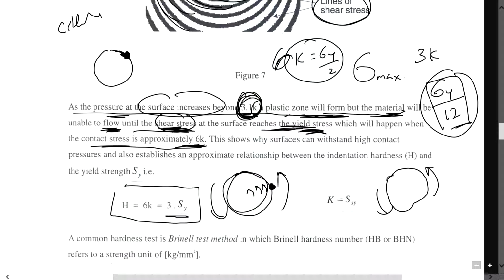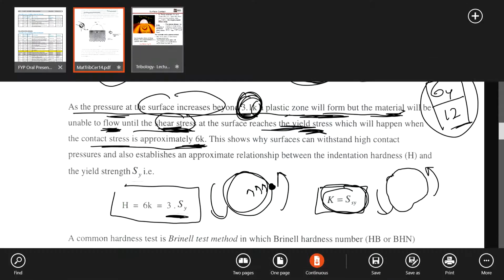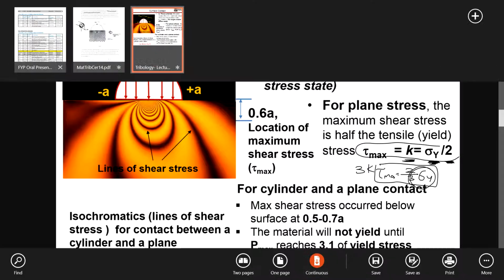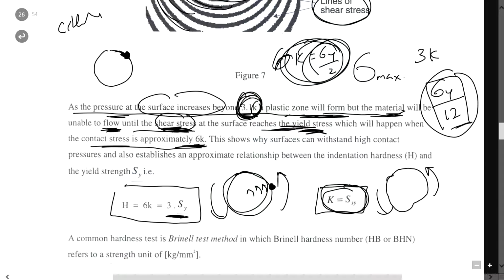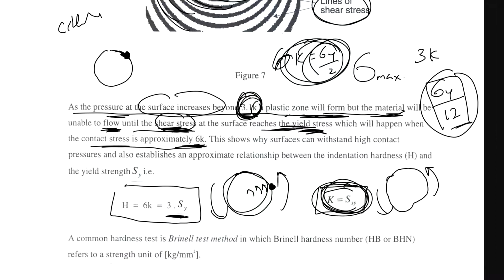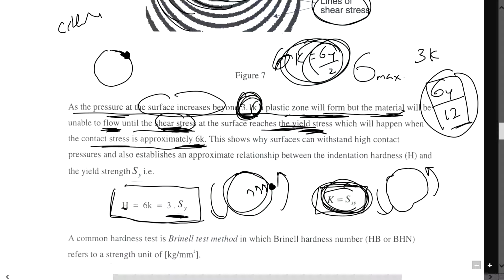But then you know that your H is equal to 6K, which is equal to 3 times the yield stress of the material, and K is equal to the yield stress of the shearing. So over here K is equal to yield stress divided by 2, and over here it is directly equal to each other. So a bit weird, that's why it's a bit confusing here and there. But nonetheless, you need to take note of this value. So the H is the indentation hardness.